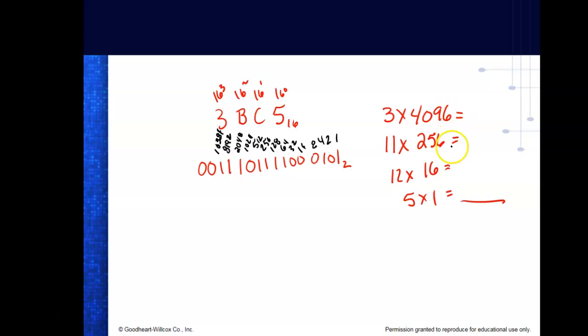This you'd probably have to have a calculator. This you could probably do in your head. Well, not true, but you could do it a lot easier, right? Does that make sense? So it's up to you.